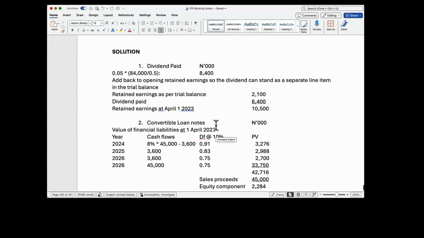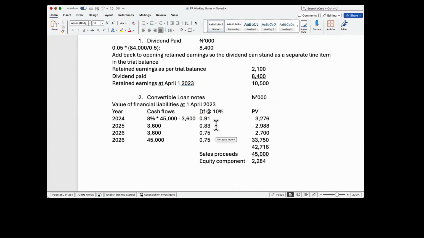Okay. Good morning. Mr. Asif, please, before you go on, sir. Year 2026, that we charge 45,000 naira again. Is that the rule to calculate the convertible loan note, or based on this question, that's the reason why we are charging the 45 million again? Are you talking about this one? Yes, sir.